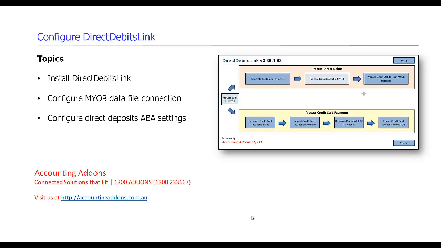We've come to the end of the process showing you how to configure the DirectDebitsLink. I've shown you how to install it, how to configure the connection to MYOB, and how to configure and enter those settings for the ABA file. The next step is to actually start using it.